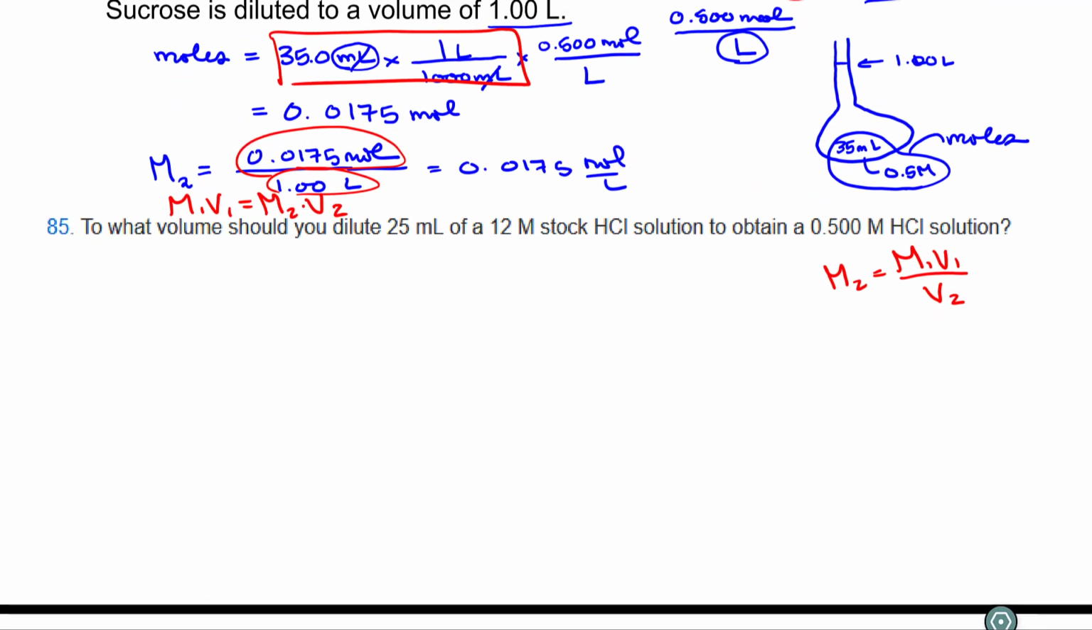So let's do another problem. It's worded slightly differently, but let's approach it in the same way. It says, to what volume should you dilute 25 milliliters of a 12 molar stock solution to obtain a 0.500 molar HCl solution?